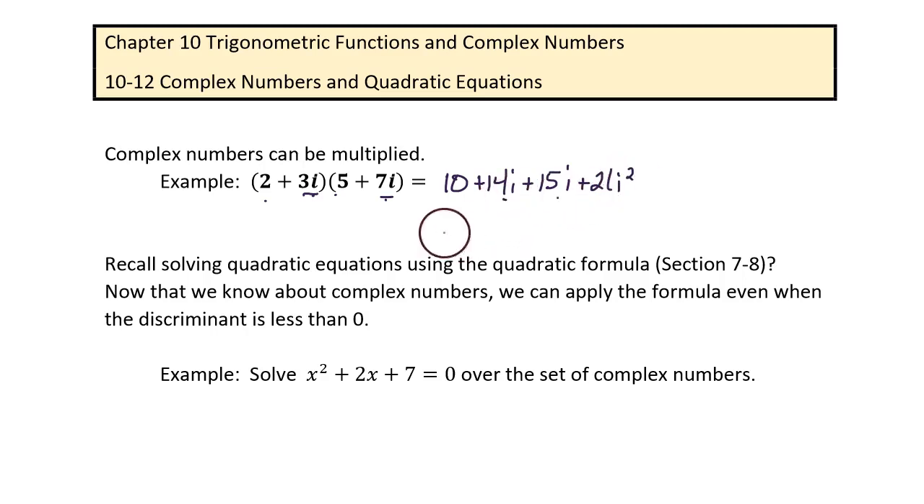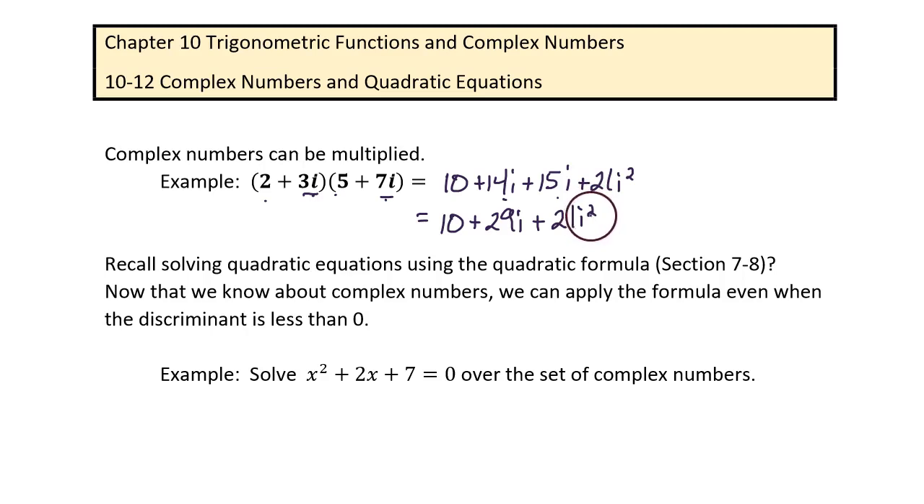These two middle terms both contain an i, so they can be combined. So 10 plus 29i plus 21i squared. If it wasn't the letter i, we would be done. But because the letter i is representing the imaginary unit, we can simplify this last piece that says i squared.